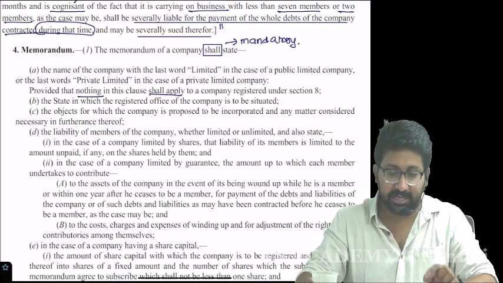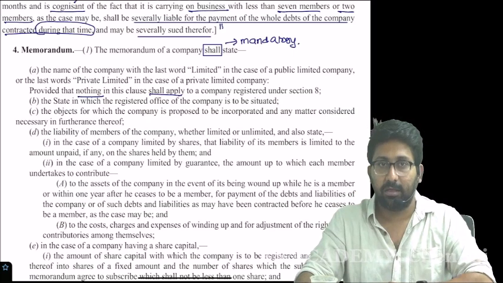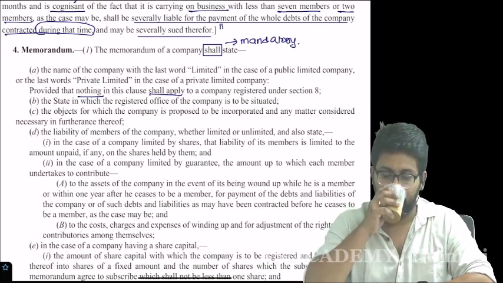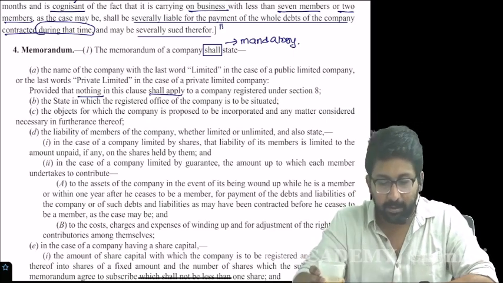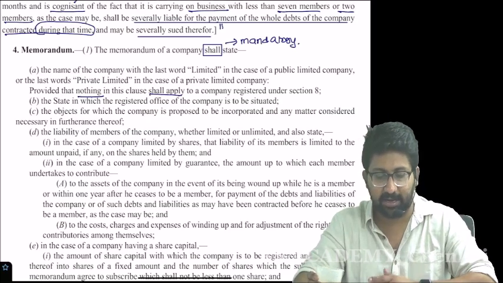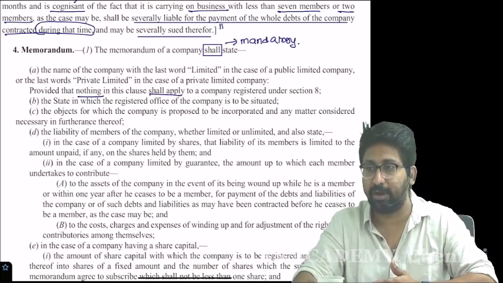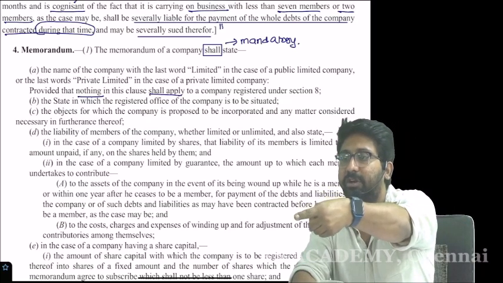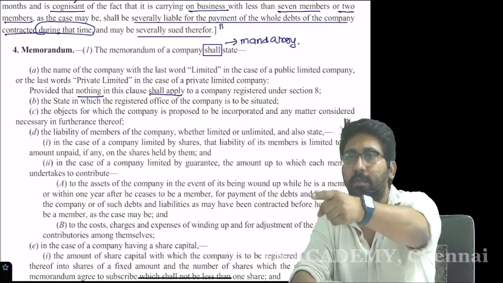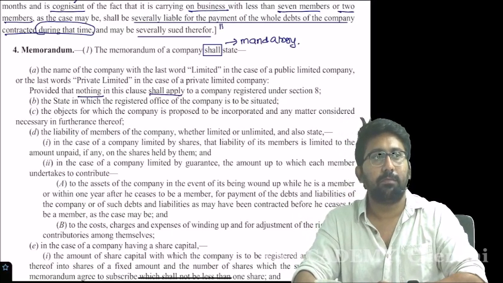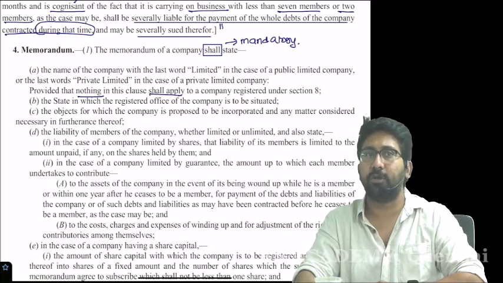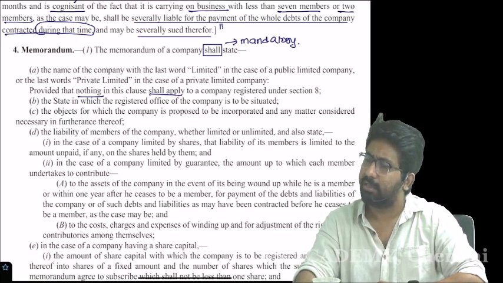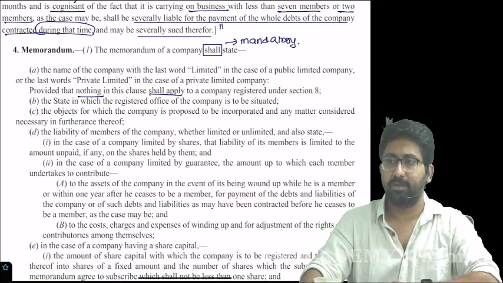Memorandum of a company shall state... limited in case of public, and the last words private limited in case of a private limited company. Now what is the question you have written there in the sticky notes? Yes, you have to tell now. Yes or no? Yes. Write down the answer.